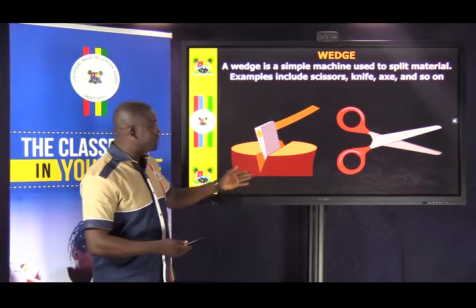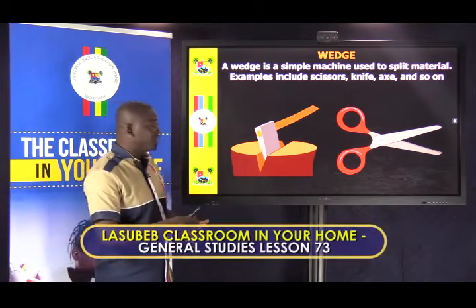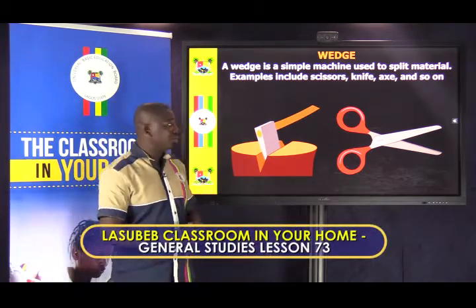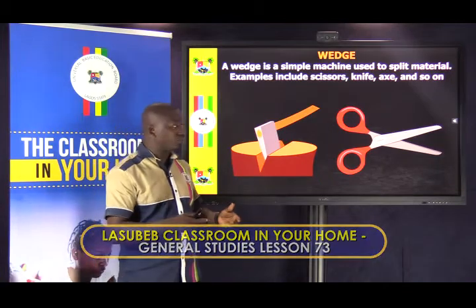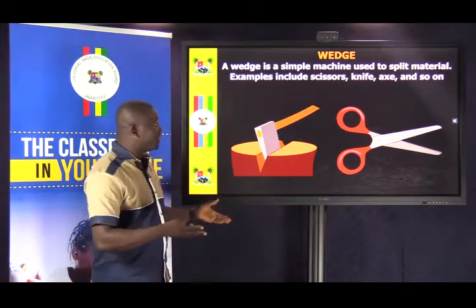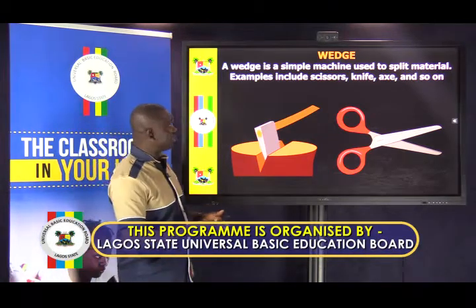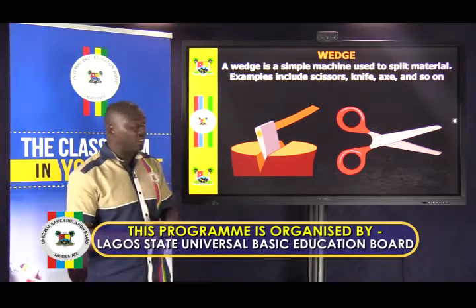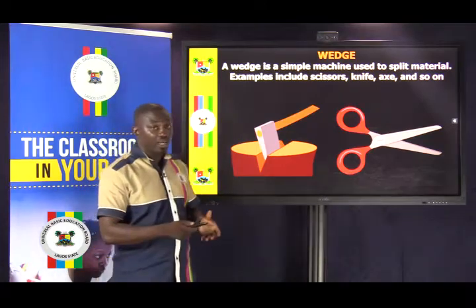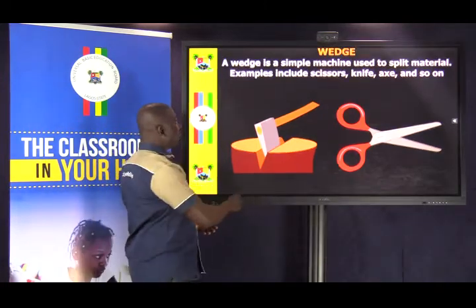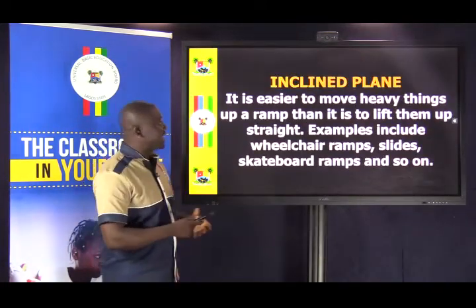Okay, you can use an axe to split wood into two. You can use scissors to cut papers into different parts. All right, so wedges are simple machines that we use to split materials into different parts. All right, let's move on to the next one, inclined plane.